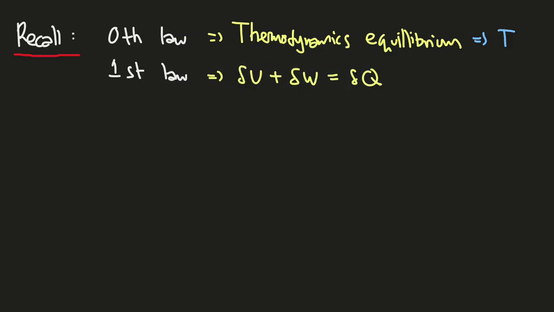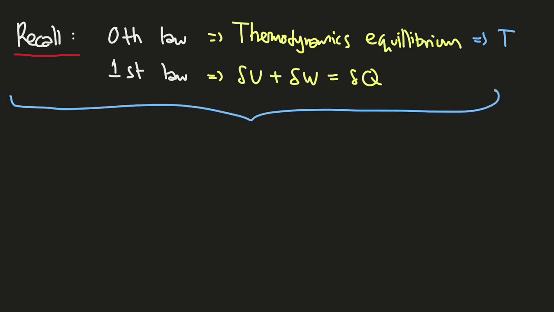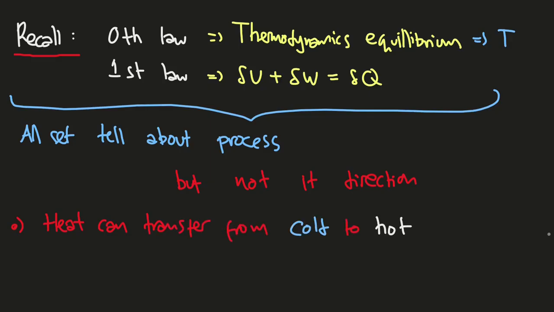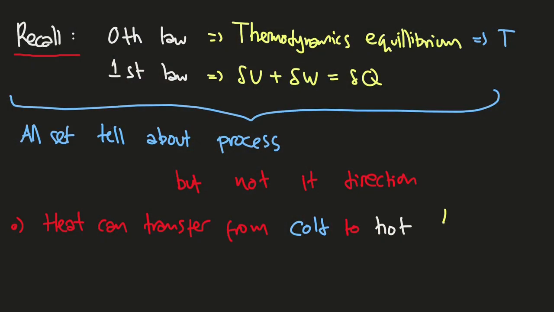Here, both these laws are all set, but they tell us about the process, not its direction. Why? In both laws above, heat can transfer from cold to hot. We don't care about T, so heat can transfer from cold to hot. This statement contradicts experimental results.